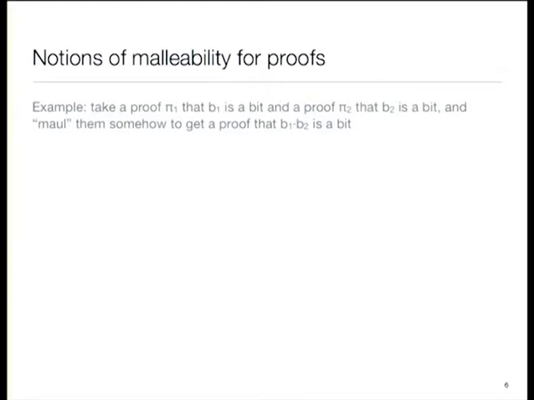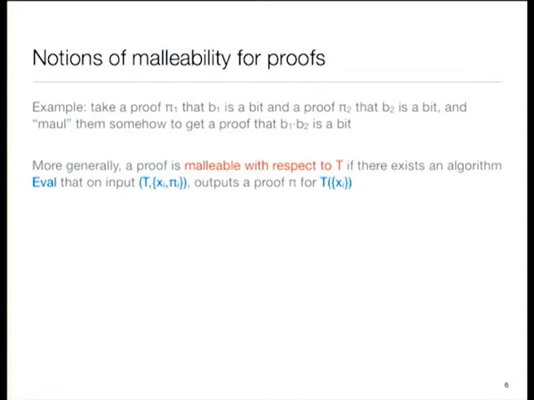So what I'd like is to be able to maul those existing proofs I have to get a new proof of that statement, without having to go ask the prover for another proof. More generally, we can say that a proof is malleable with respect to a given transformation t if there exists some algorithm eval that, given the transformation, the set of previous statements and the set of previous proofs, can output a new proof pi for this transformed statement.